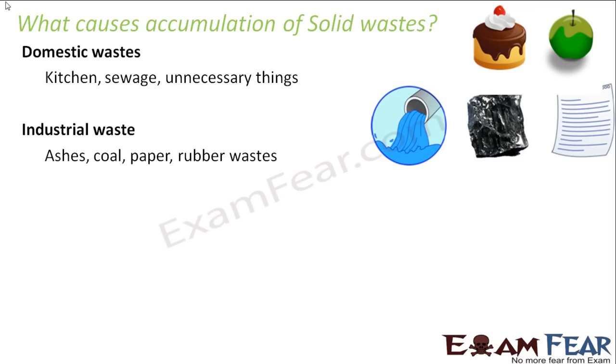So you see, with industrialization, we have so many industries and factories around. So what kind of wastes do you think come out from these factories? We have ashes, coal, paper, rubber waste. For example, if we talk about a paper factory, the raw materials which they use are sent into a machine. Whatever is left as a residue becomes a waste. So these kind of wastes are thrown out of the factories.